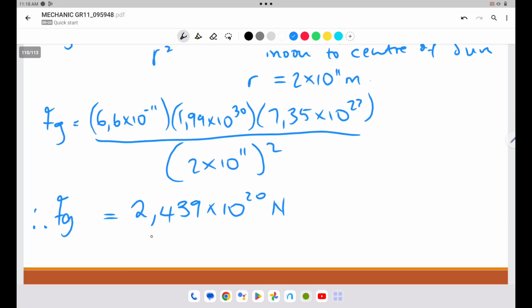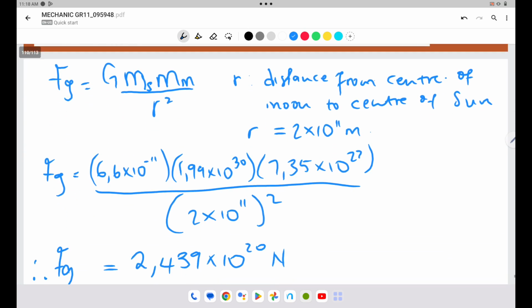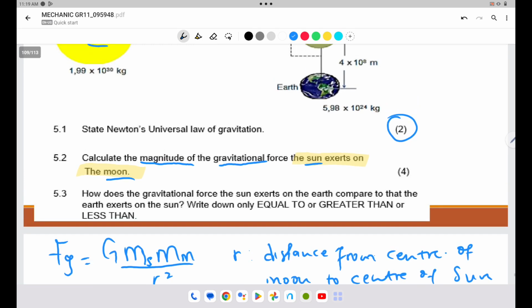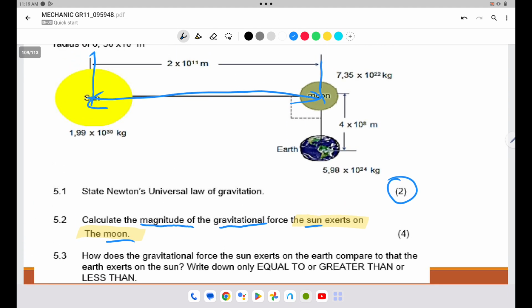We're being told that this is the force that the sun exerts on moon. And we can come to this diagram and even try to draw out this force. So we're being told that this is the force that the sun exerts on the moon. This means that this force is acting on the moon. So if we were to show this force, we are going to show it on the free body diagram of the moon. Question is, how do we get the direction of this force?